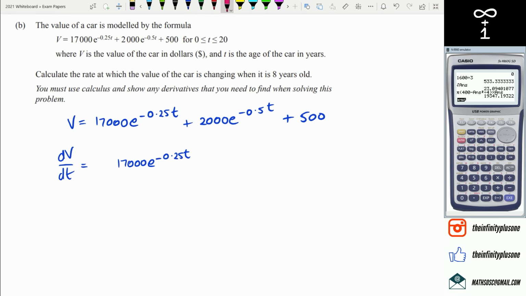But we've got to multiply by the differentiation of the power, in this case negative 0.25. And then in the next one, we've got plus 2,000 e to the power of negative 0.5t, and once again, multiplied by the differentiation of that, which is negative 0.5.